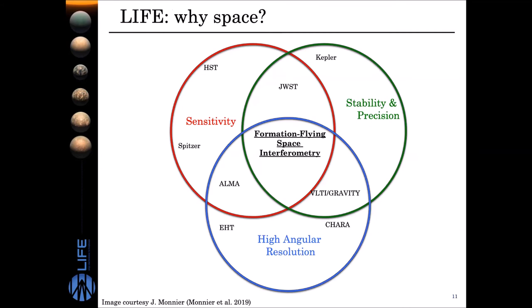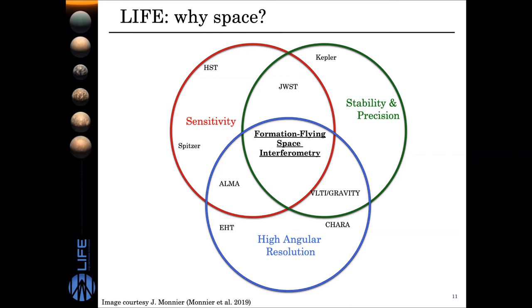So why do we need to go to space? The main reason is obviously the sensitivity. If you look at stars from the ground at 10 micron, it's really difficult. The atmosphere is as bright as the brightest star in the sky, and so it's something like 100 million times brighter than a rocky exoplanet. So it's not possible to observe a large number of planets from the ground. We need to go to space to achieve the right sensitivity.